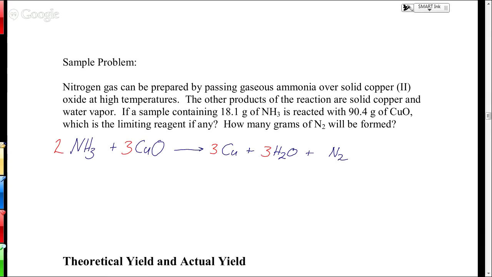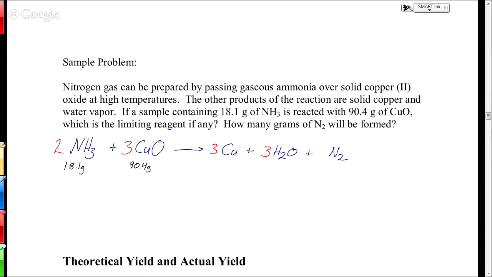Okay. So now the question tells us that 18.1 grams of this reacts with 90.4 grams of this. Which is the limiting reagent? Anybody figure that out yet?